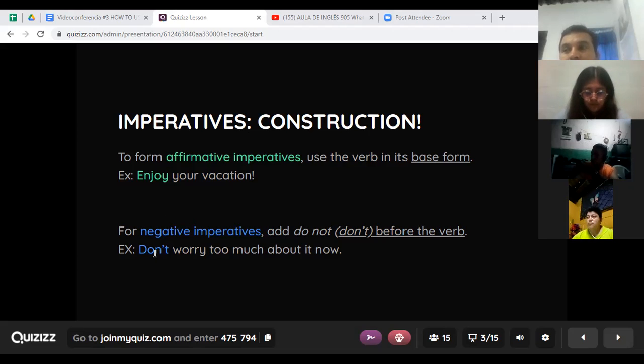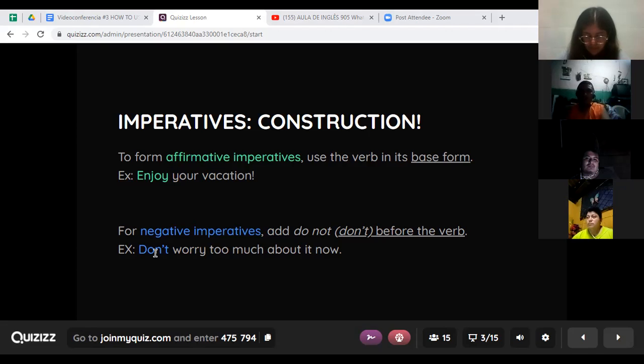Teacher, ¿será que en algún momento podría ocupar doesn't? No. Why not? Because the subject is always going to be you. So there's no way that I can use you with doesn't, right? So we don't do that. You know that the auxiliary or the corresponding auxiliary for you is going to be don't. So there you go.